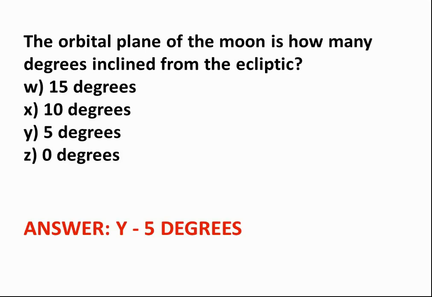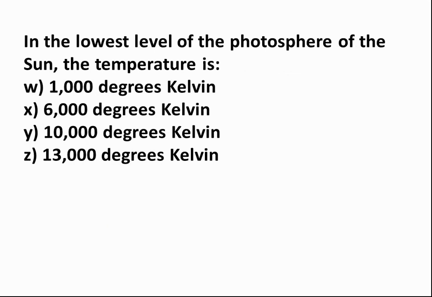Answer: Y. 5 degrees. In the lowest level of the photosphere of the Sun, the temperature is W. 1000 degrees Kelvin. X. 6000 degrees Kelvin. Y. 10,000 degrees Kelvin. Z. 13,000 degrees Kelvin.